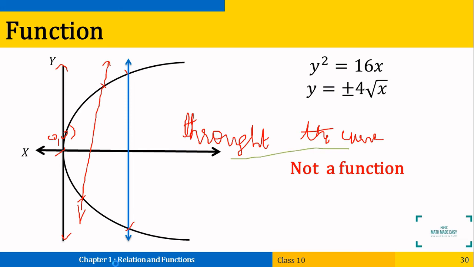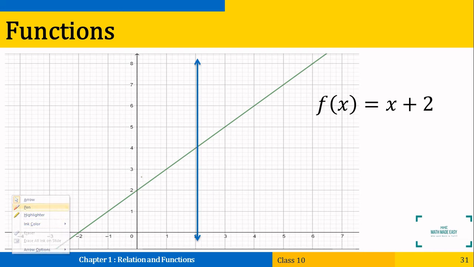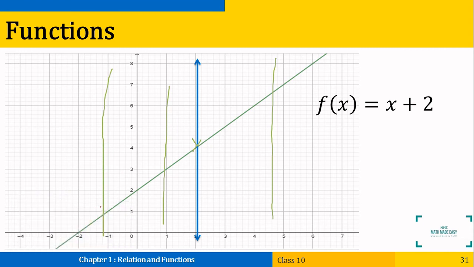And let us take another example, f of x equals x plus 2. Yeah, this vertical line drawn passes through just one point, and I can even draw many vertical lines here, and all these vertical lines pass through only one point. So, yeah, the given f of x is a function.